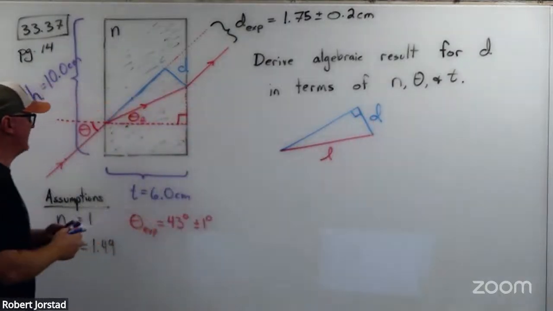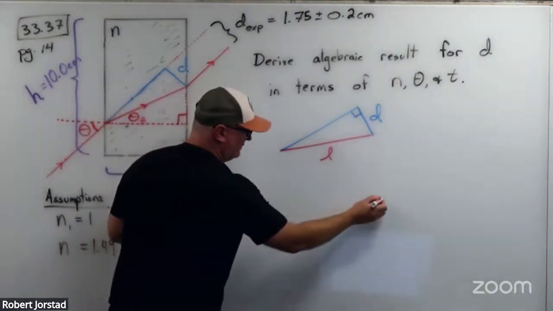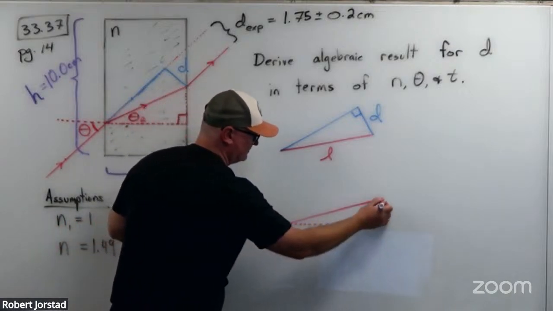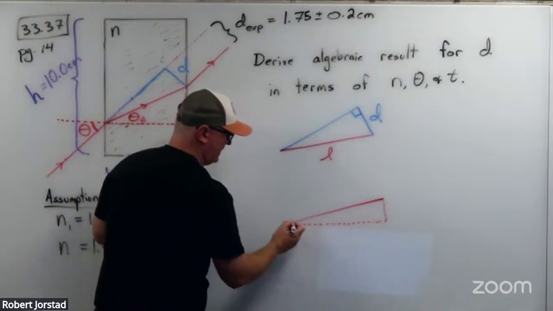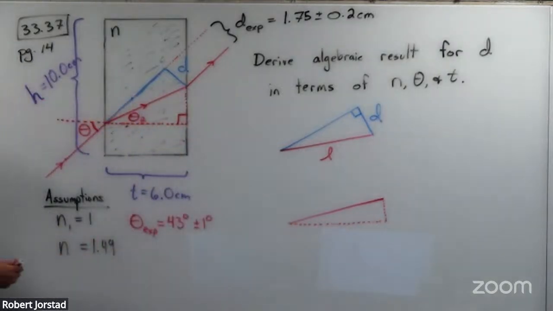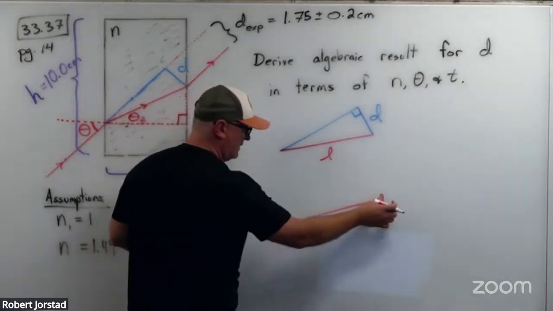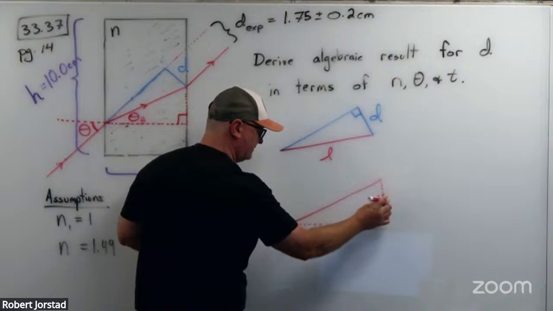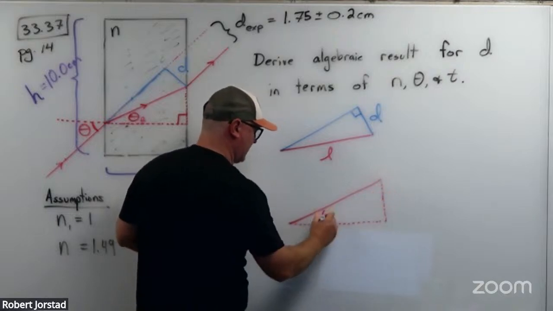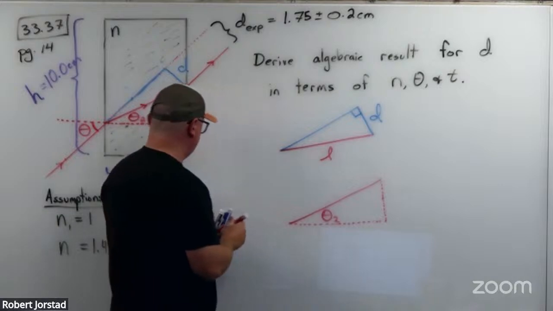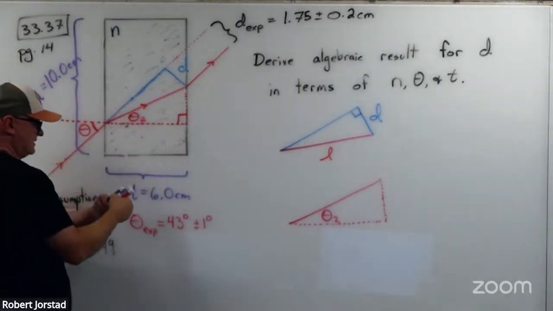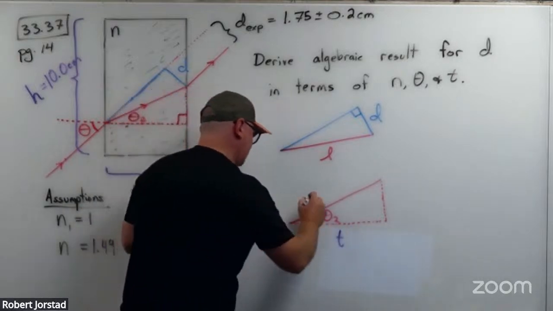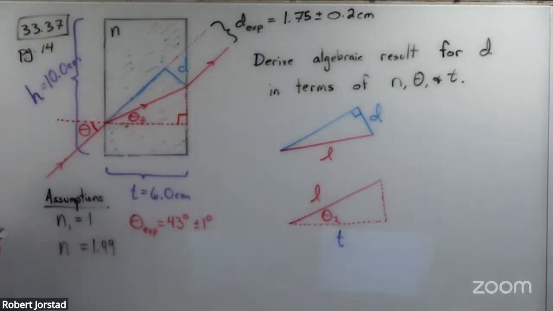And then down here, I see there's another triangle. This is my attempt to draw that. This isn't very good. It's a little better. Just doing the best I can here. This angle was theta 2. This side is T. And this length is L.